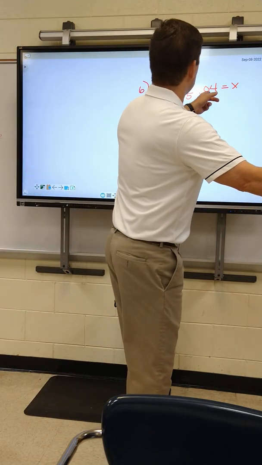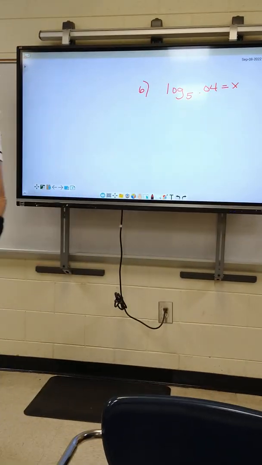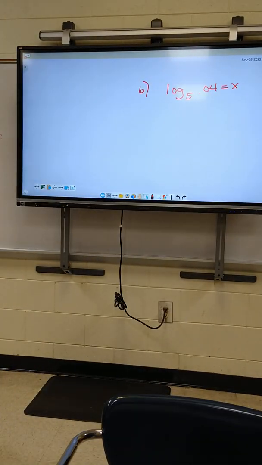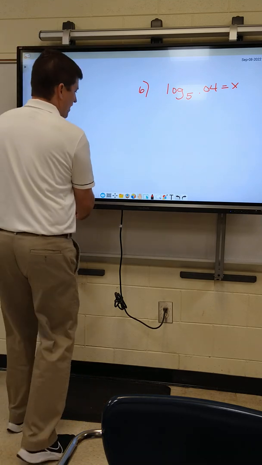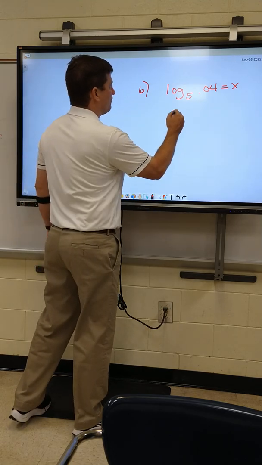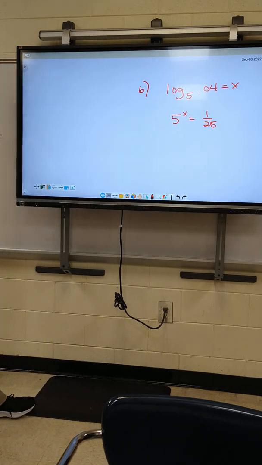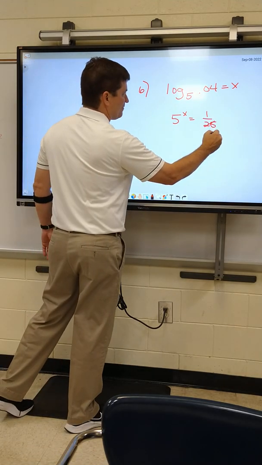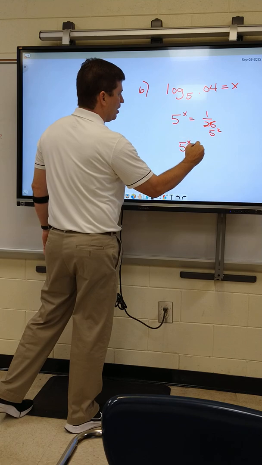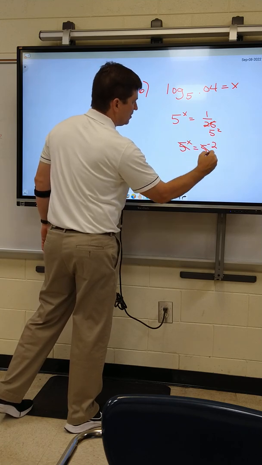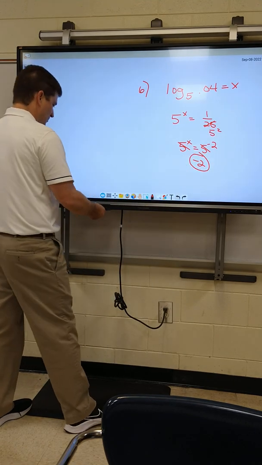You cannot have a decimal, so we got to punch that in our calculator and make it a fraction. So I got 0.04. I want to make it a fraction. On this calculator, I'm not even sure how to do that. There we go. 1/25. So I got 5 to the x equals 1/25. All right, I'm going to change that into 5 squared. And when I move it up, it'll be 5 to the -2. So for that one, I got -2.